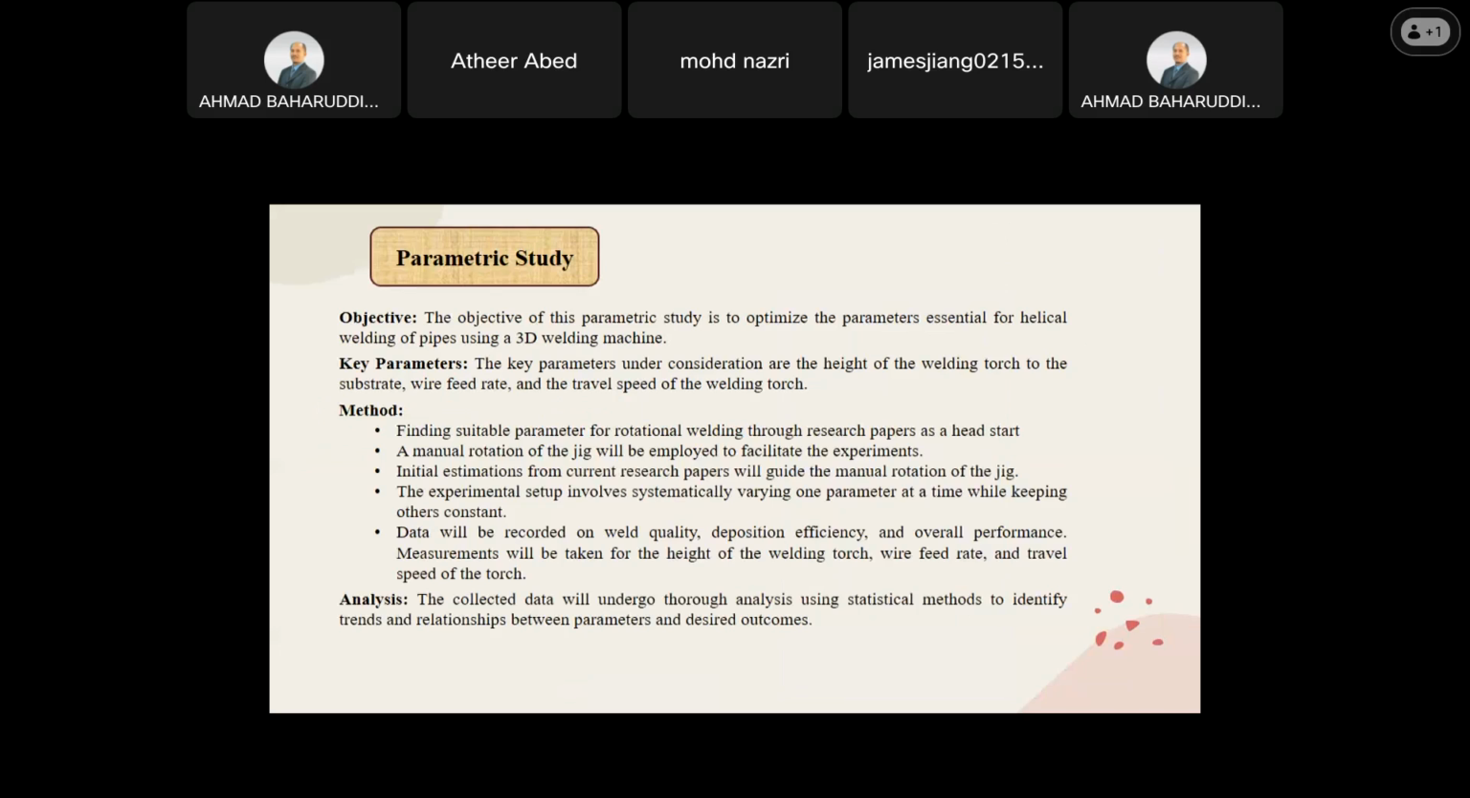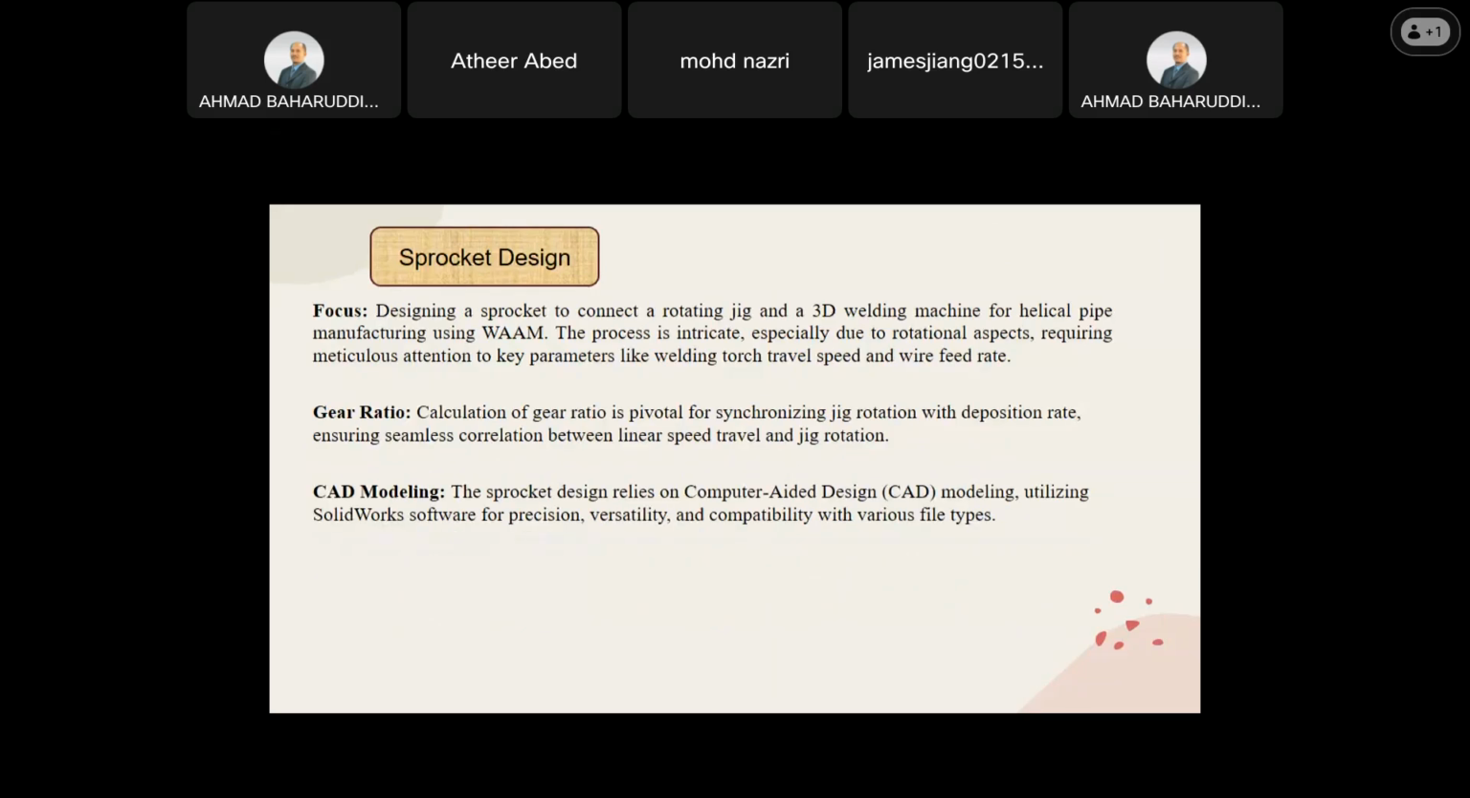So for parametric studies, my objective is just to get a rough idea of the best parameters for me to weld a pipe, and for me to have a guide to design a sprocket. So these two things I studied as a head start for my project. And then for sprocket designing, I have calculated some of the gear ratios and the best gear ratios for me to achieve good pipe quality. And then I've done the CAD modeling using SolidWorks software.